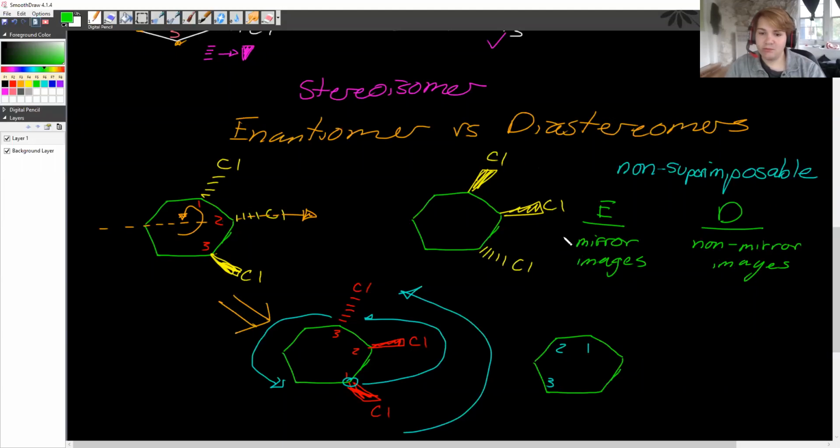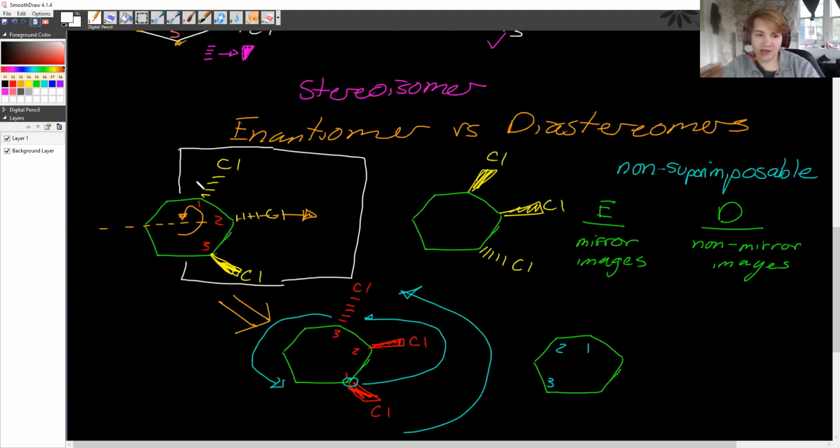So what do I mean by mirror images? Well, what I mean is that if we put a mirror up right here, right in between our two molecules, we're looking at ourselves in the mirror. On the other side of the mirror of this dash should be a wedge. What I want you to think about is that our dashes changed into wedges, and our wedges turned into dashes.